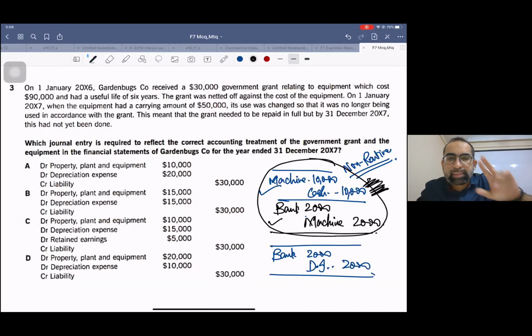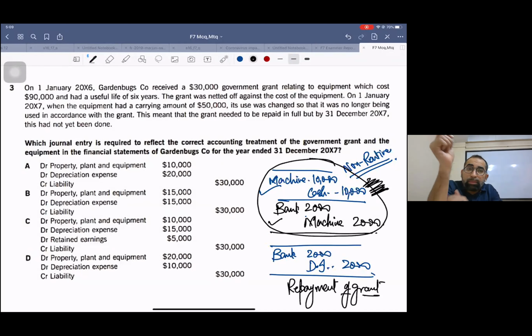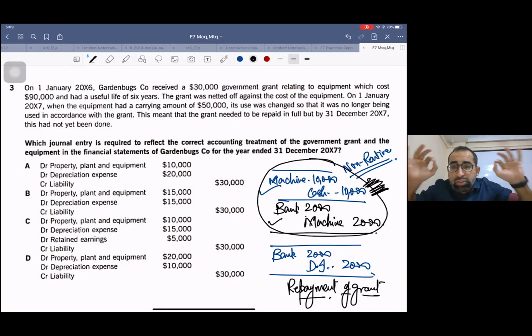Second thing, I hope you remember the repayment of grant. You have studied this topic, repayment of grant. Sometimes you need to repay the grant, right? When you have to repay the grant, it's treated as a change in accounting estimate, because suddenly you fail to meet the condition and you need to repay it. So this is treated as a change in accounting estimate.